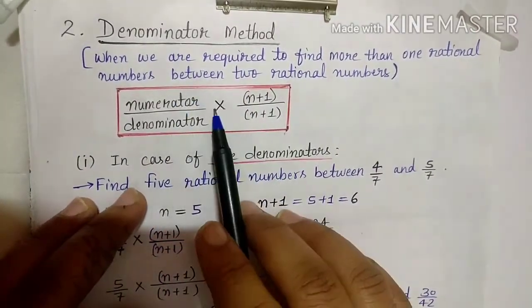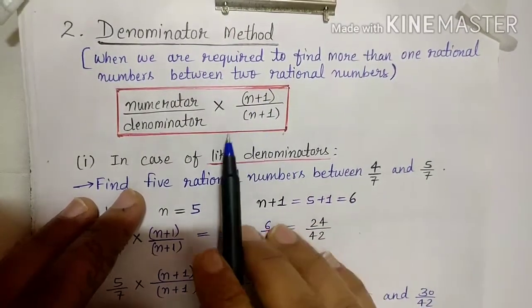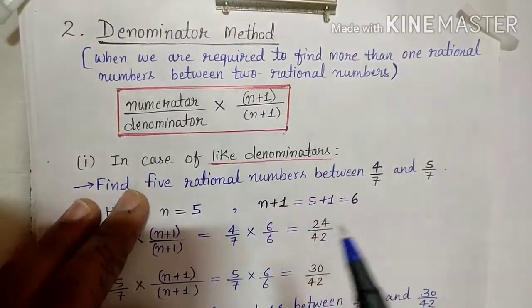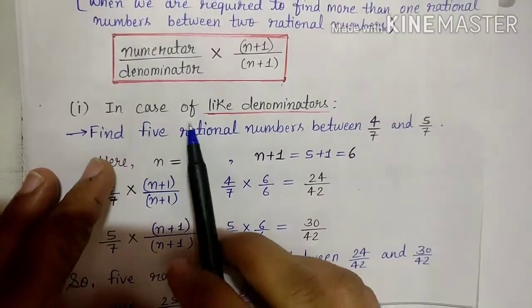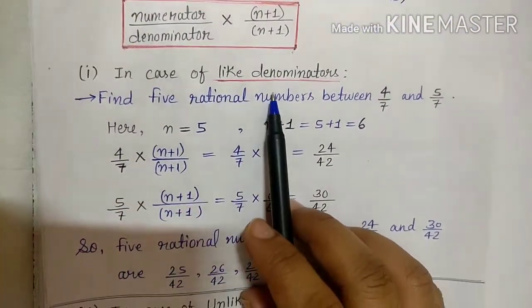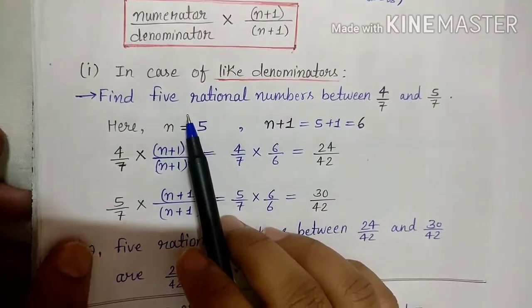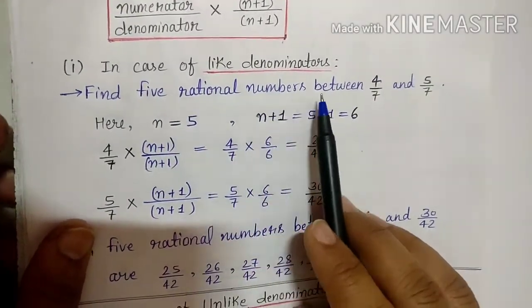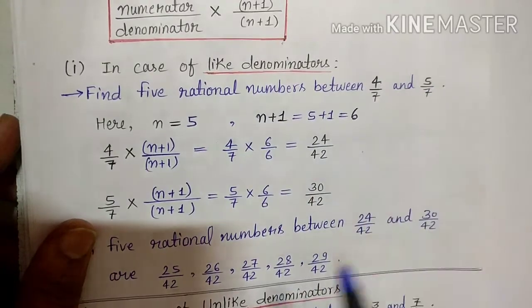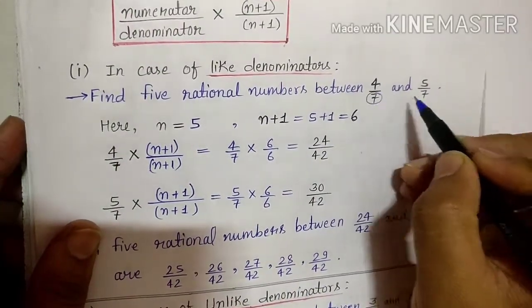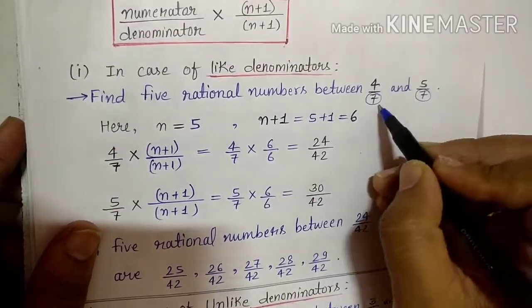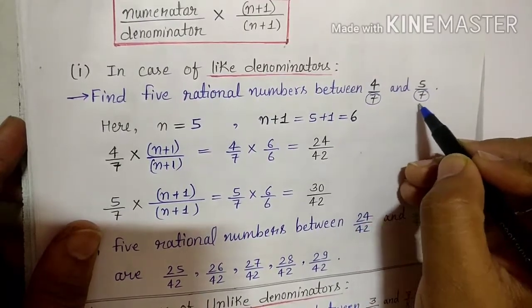So what is the formula? Numerator upon denominator multiplied by (n plus 1) upon (n plus 1). Now you will be confused: sir, what is this n? So let's see. First we will learn the case of like denominators. Like denominators means having the same denominator. Like you can see in this question: find 5 rational numbers between 4 upon 7 and 5 upon 7. As you can see here, 7 and 7, both denominators are the same, so we call them like denominators.